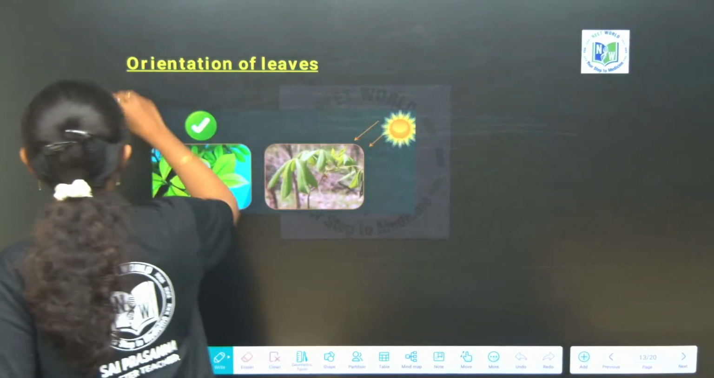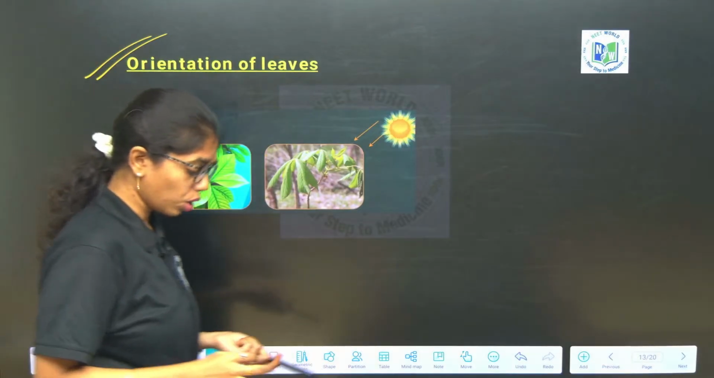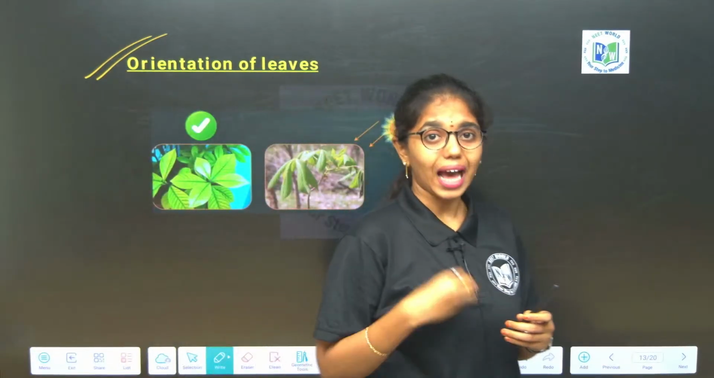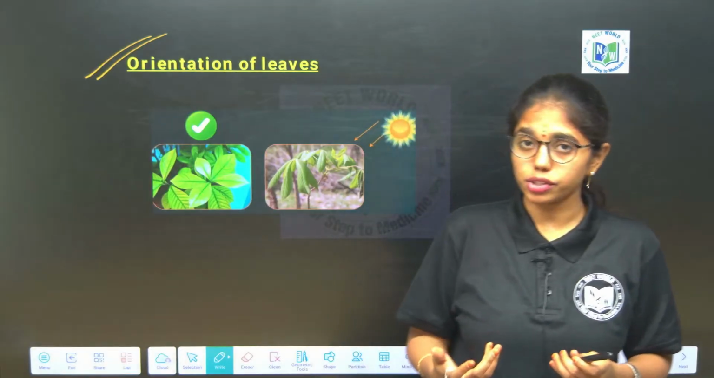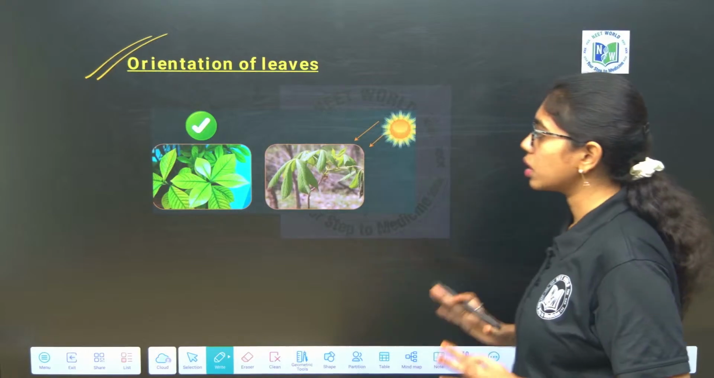Now, if you see the orientation of leaves, we have many orientations of leaves like spiral phyllotaxy, alternate phyllotaxy, whorled phyllotaxy, opposite phyllotaxy. Based on the arrangement of the leaves also, photosynthesis is affected.